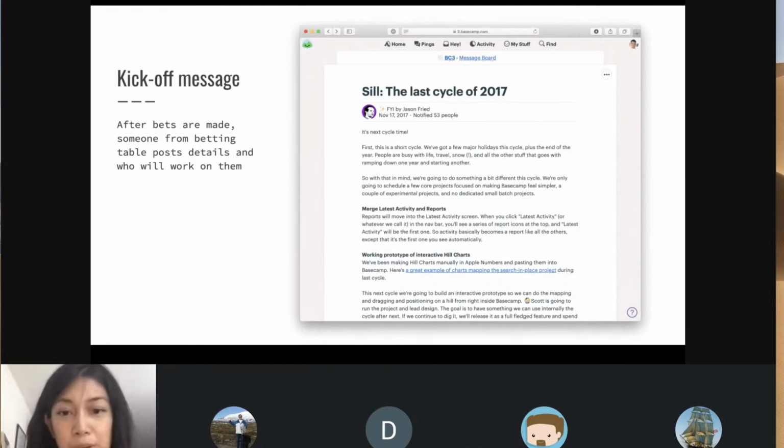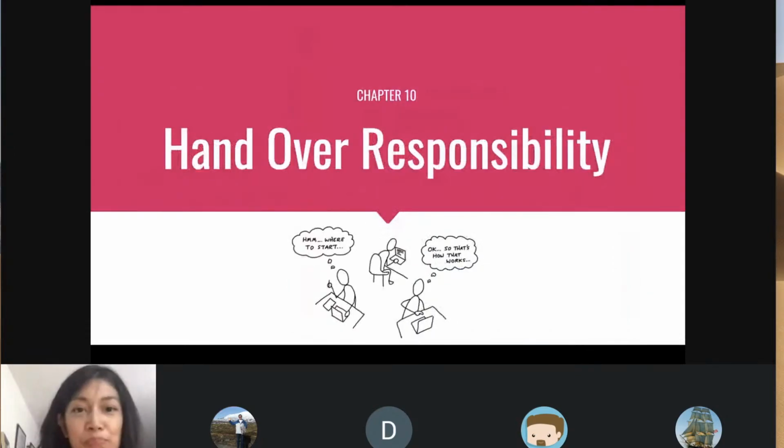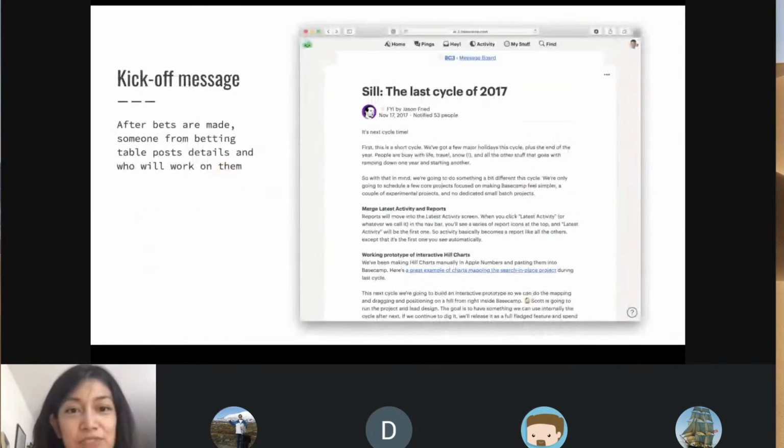So kind of like a scope, except not as detailed. They just set the expectations for the end of the project. And that's it for chapter 9. Any questions on that chapter?